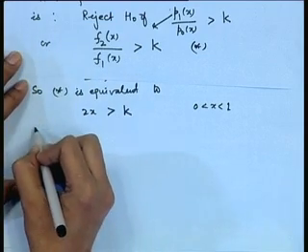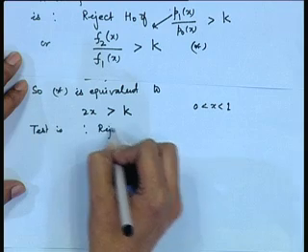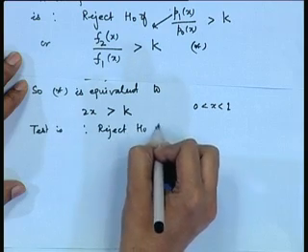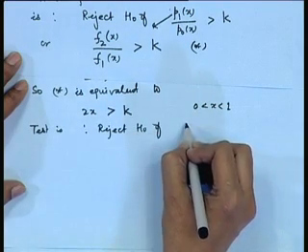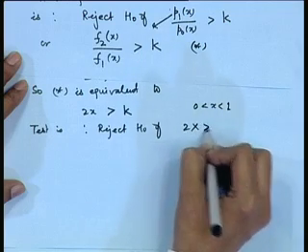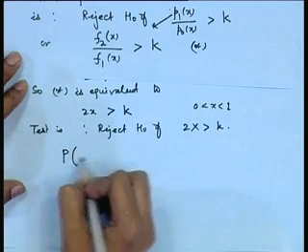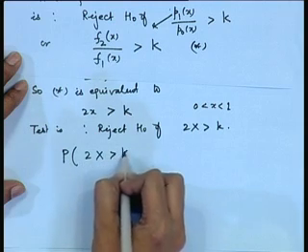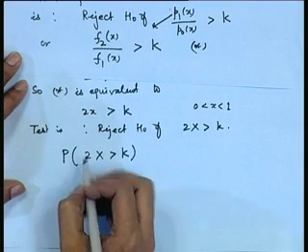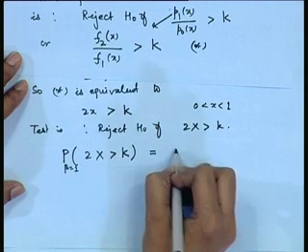Now, we want the probability of type 1 error to be alpha. So, the test is reject H naught if x is greater than k, or you can say 2x is greater than k. Now, we want the probability of 2x greater than k when H naught is true, that means when beta is equal to 1, this probability to be equal to alpha.